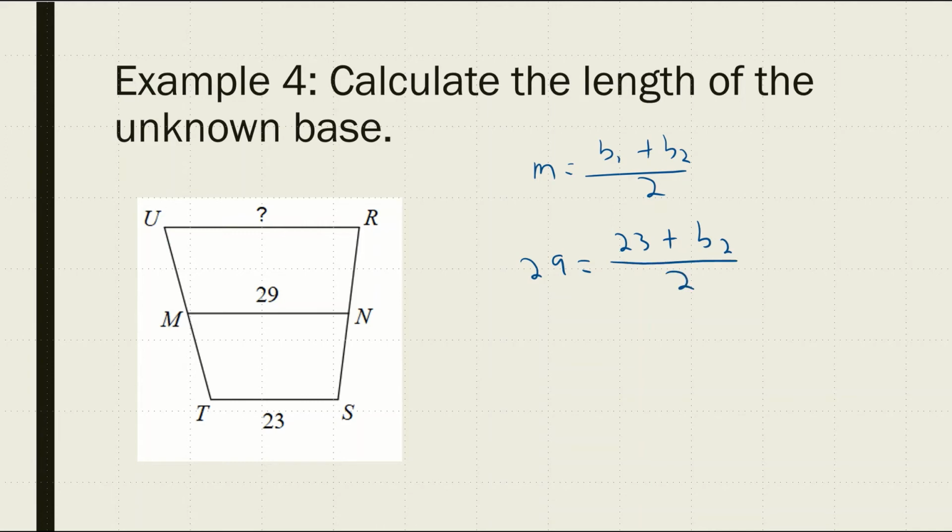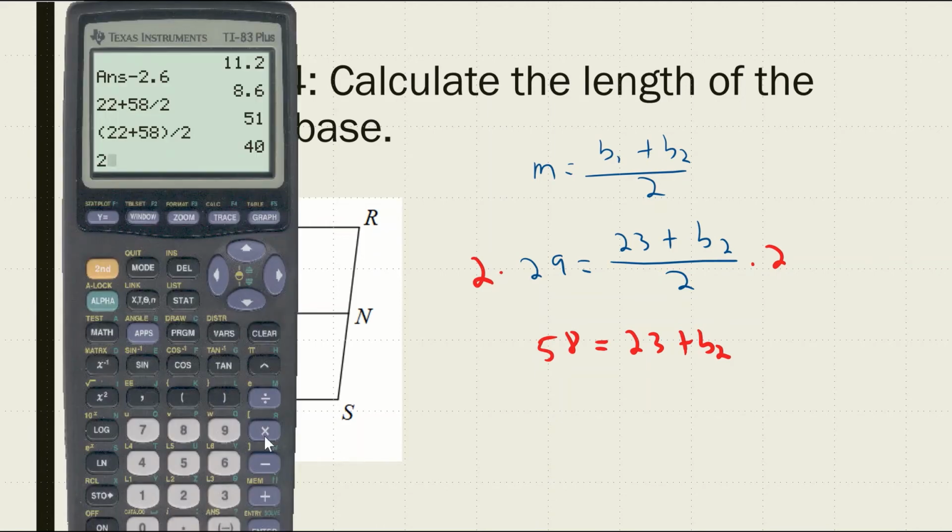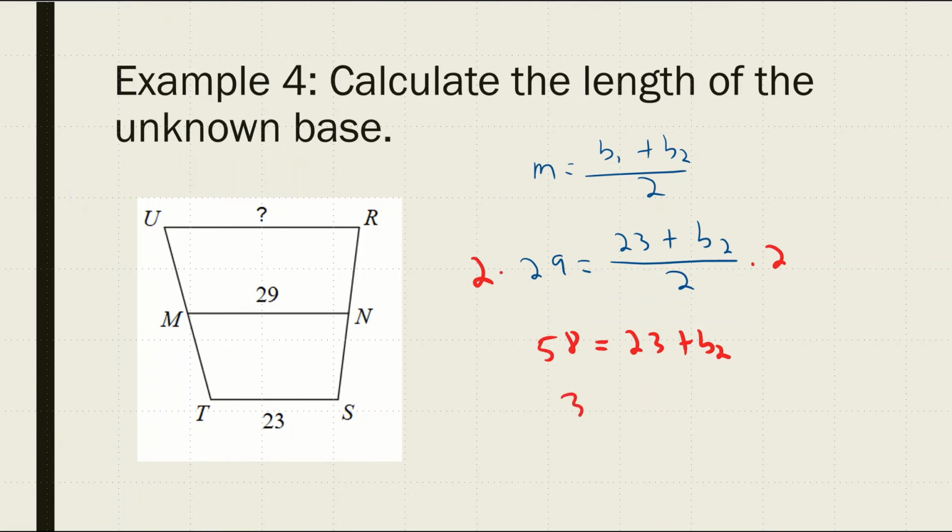So we're going to solve this equation by multiplying both sides by 2. We get that that equals 58. 2 times 29 is 58, is equal to 23 plus B2, okay? Let me just verify that actually. That was just kind of mental math, but 2 times 29 is 58, okay? And then we're going to subtract 23 to get our answer of 35. So 35 is the second base.